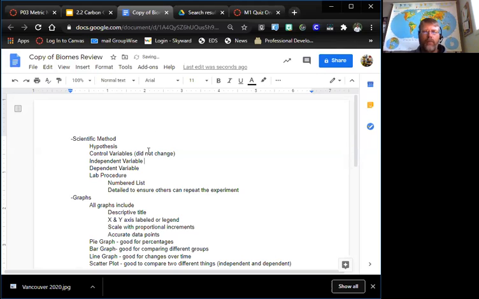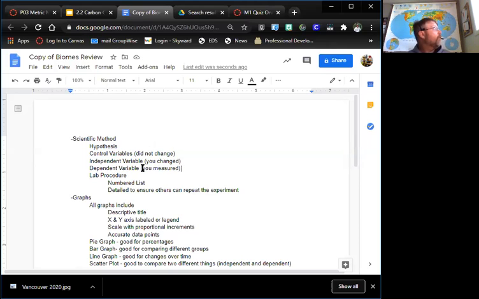Okay, the independent variable you changed. So in our paper airplane, maybe it was the number of times you folded it or the number of paper clips you had. That was your independent variable. And then this one you measured. So that could be how far the paper airplane went.